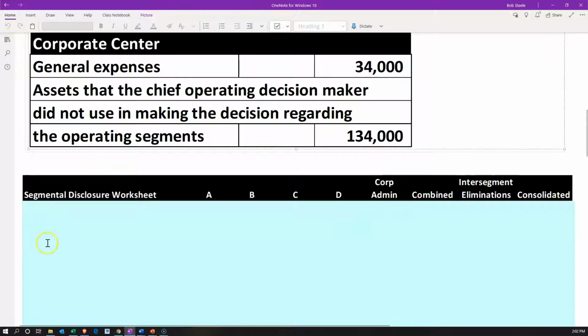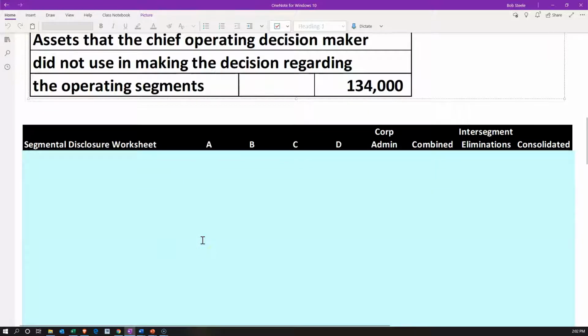We're going to have our information on the left. This is going to be the segment disclosure worksheet. Once again, putting together some information that we may need for disclosures for the different segments, as well as tests that we might have to apply, the 10% tests to determine the type of reporting or how much reporting might need to be applied to each of the segments.